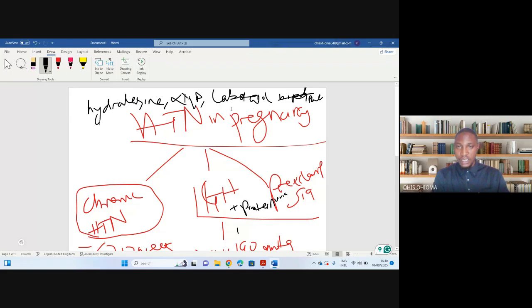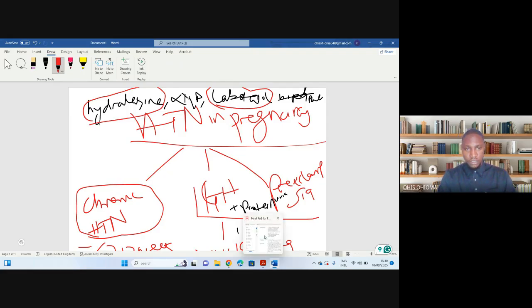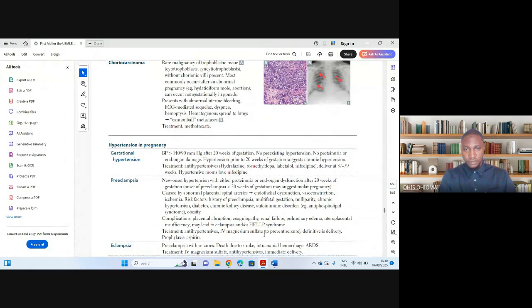Labetalol and hydralazine are IV, and so they are used in emergent processes. So these are IV medications, and so you give them to the patient when the patient is not able to tolerate orally, is having a seizure, right? And that's basically about it, right?